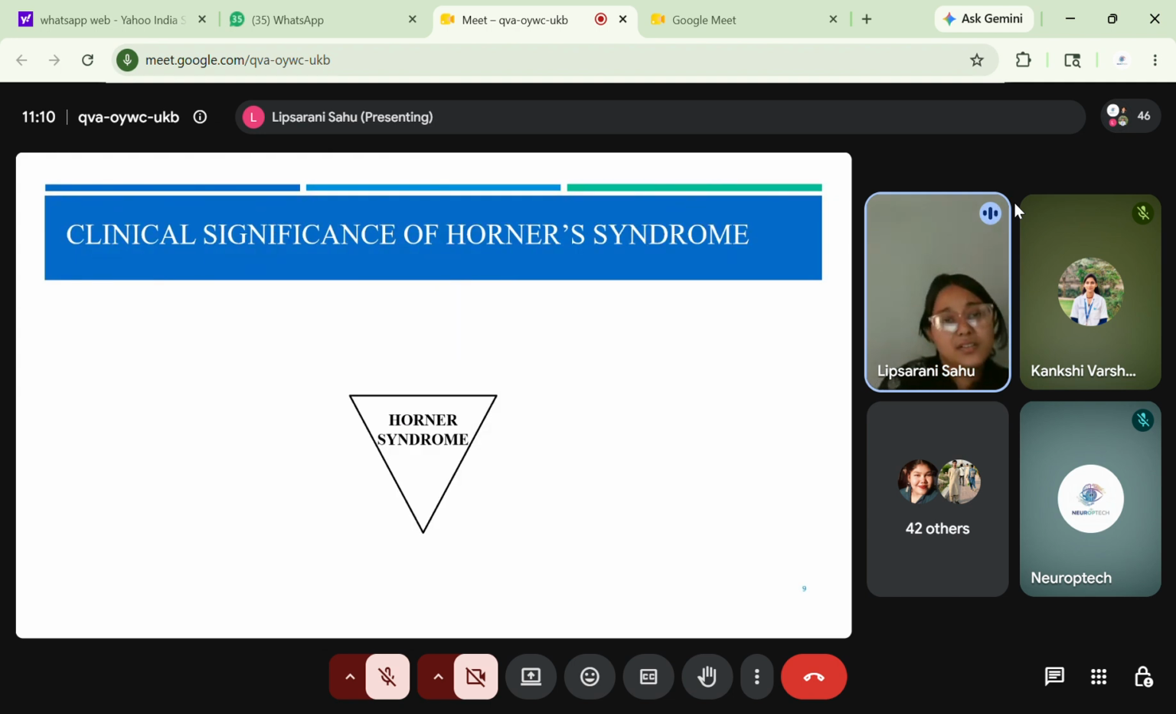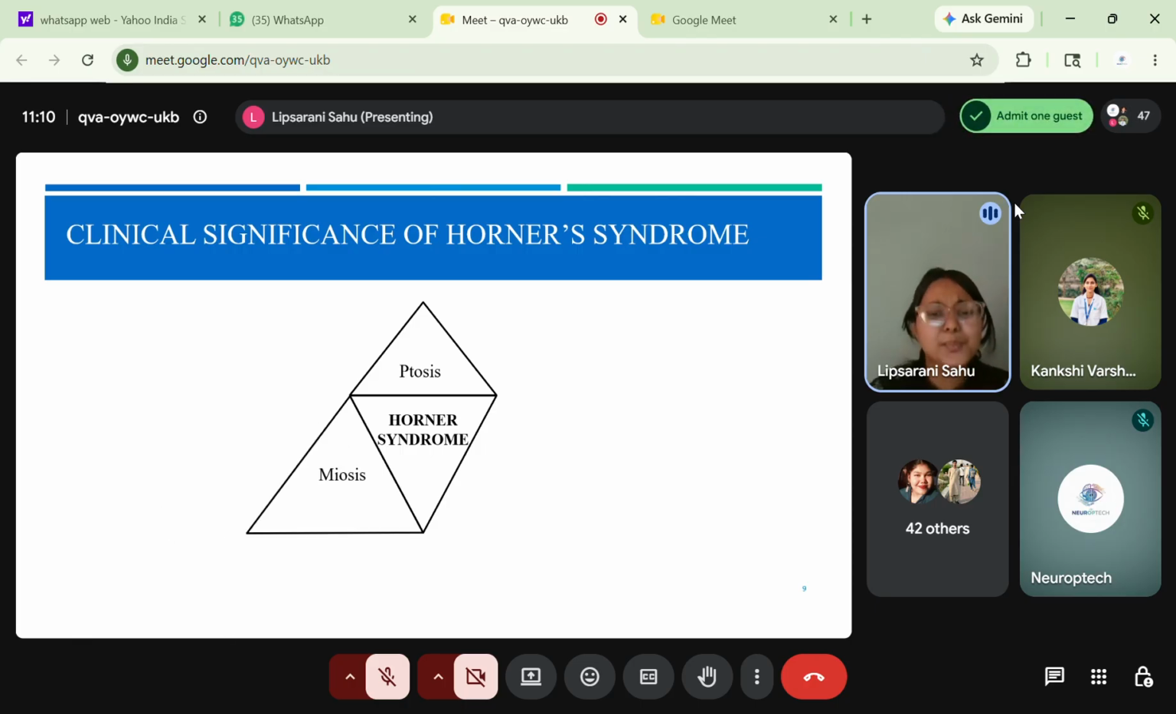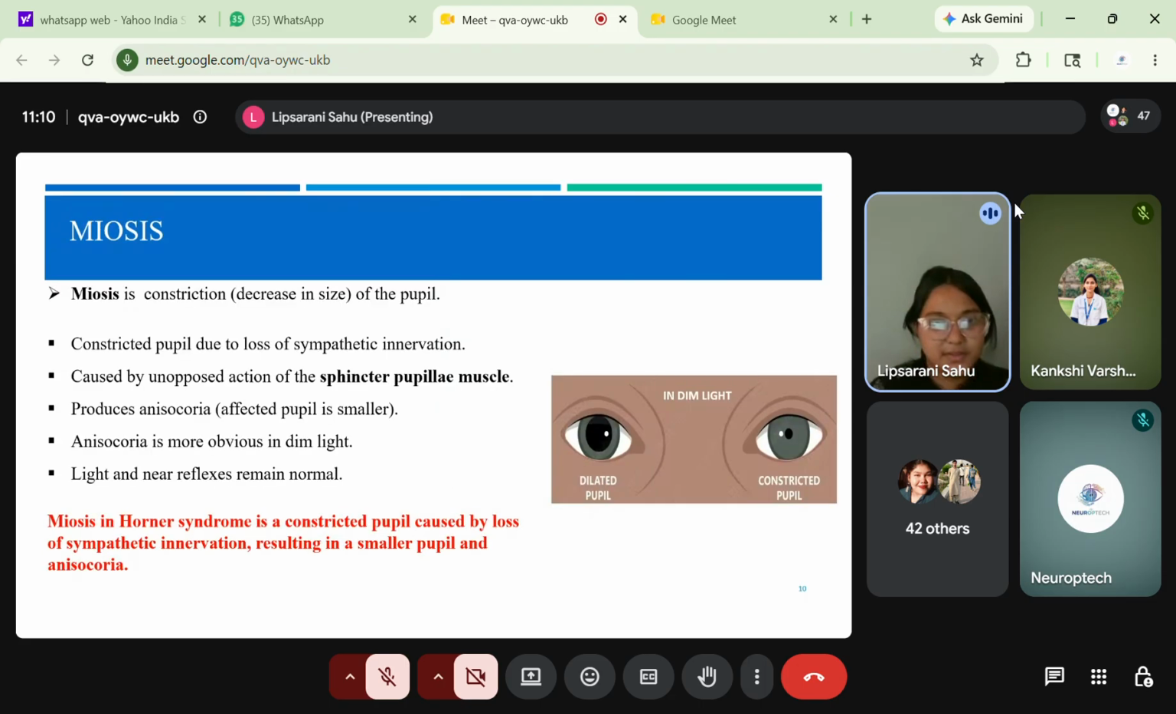So now the clinical significance of Horner syndrome. The classical triad describes the clinical significance of Horner syndrome. Let's discuss each one deeply. First, ptosis, which is nothing but the drooping of the eyelid. Then miosis, which is the constriction of the pupil, and anhidrosis, which is the lack of sweating.